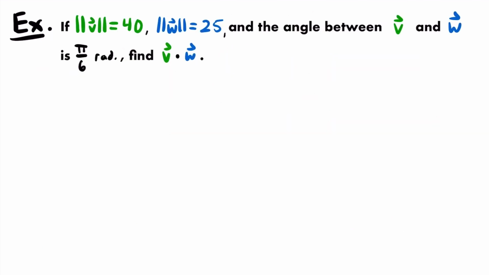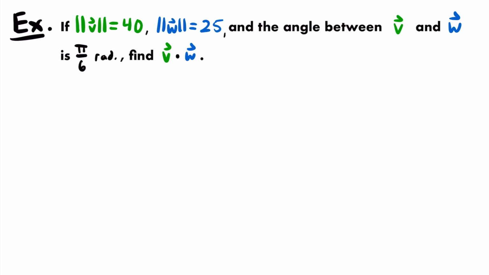So for our next example, we have: if the magnitude of vector v is equal to 40, the magnitude of vector w is equal to 25, and the angle between vector v and vector w is pi divided by 6 radians, find the dot product of vector v and vector w. All right, now this might initially seem like a complicated problem because we're asked to find a dot product of two vectors whose components we don't know, right?